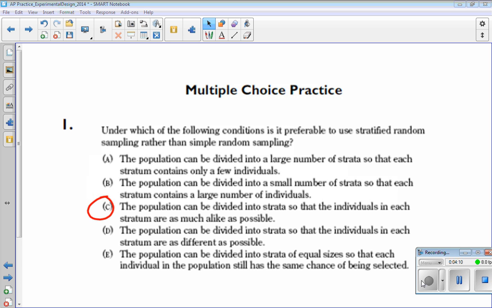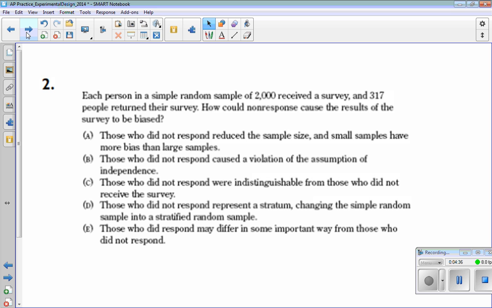Okay, so let's look at this. So let's look here. So it says, well, you just answered the question. So part C, because they're alike. You divide them into strata when they are alike. That is called a stratified random sample. Basically a definition, isn't it? Okay. Kind of. They all do though. Right? So it doesn't really matter. They all say strata. Okay, let's go ahead and look at number 2.